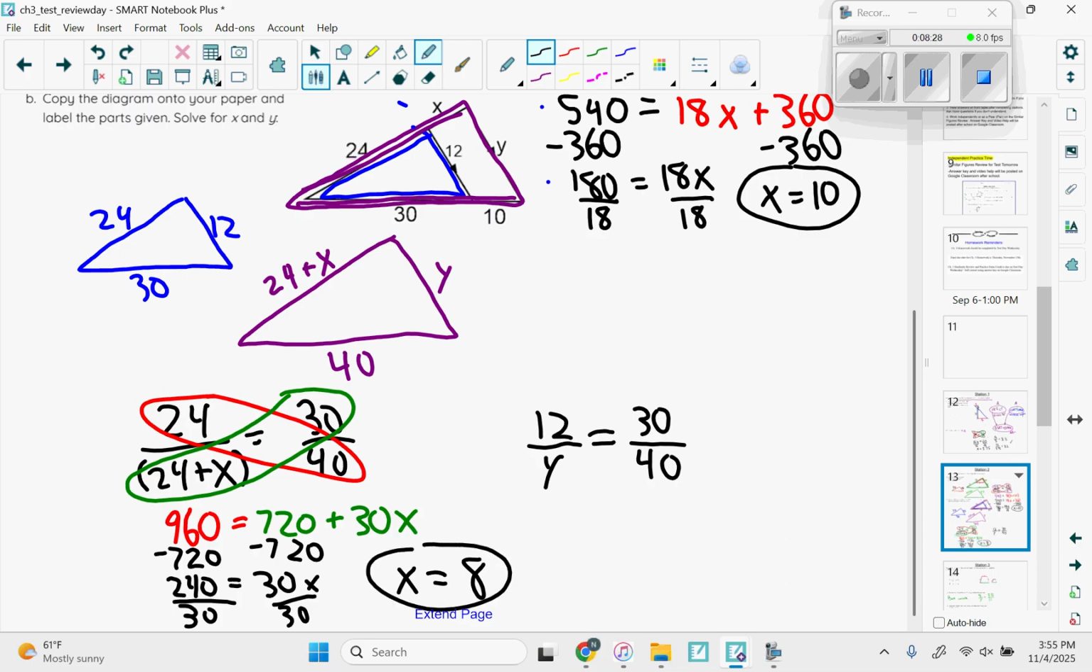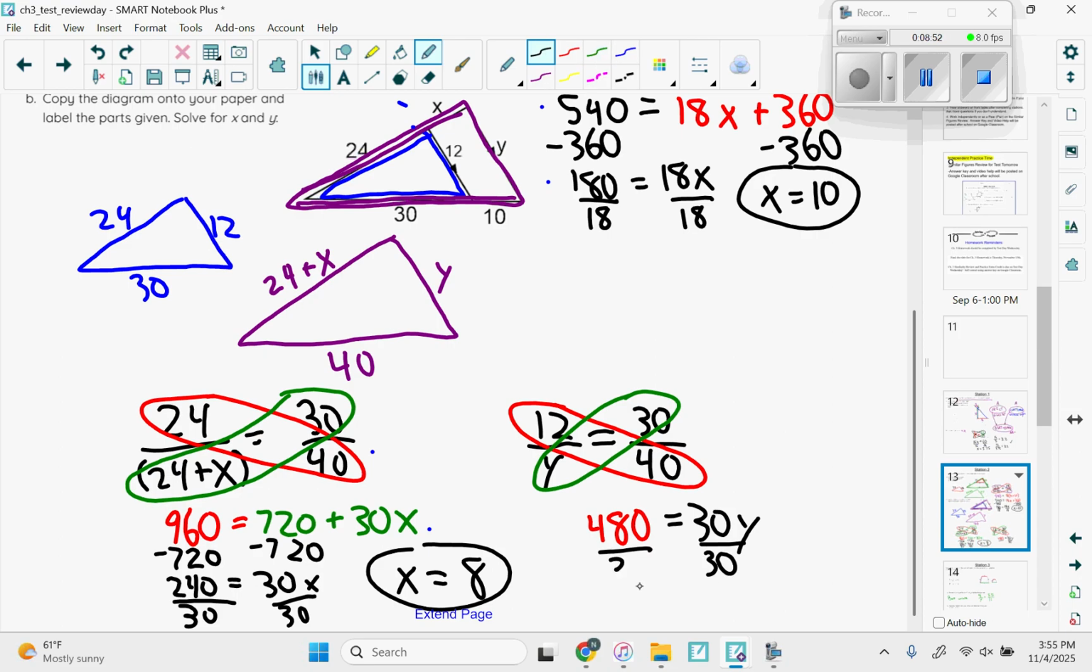And then on the other side, we want to do that again. We can cross multiply 12 times 40. That is going to be 480. And on the other side, we get 30y. 30 times y. Okay. Divide by 30 to just get 1y. And y is going to equal 16. All right. Let's go ahead and move on to the next station.